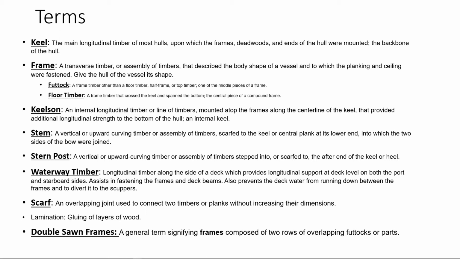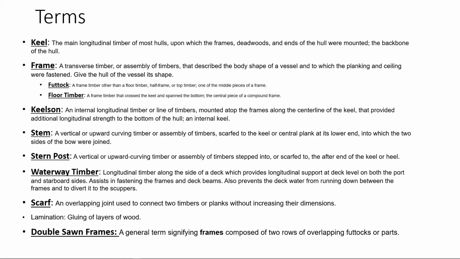Then we have the keelson that we'll take a look at, which is another internal longitudinal timber, which goes on top of the frames. It locks in the frames and the keel together. Then we have the stem, which is an upward timber coming off of the keel, creating the bow of the ship, where all the other structural members are going to be built off of. Then we have the stern post, which is the vertical timber back aft for assembling the transom. Then we have the waterway timber, which is a longitudinal timber at the deck level, which ties all the frames together.